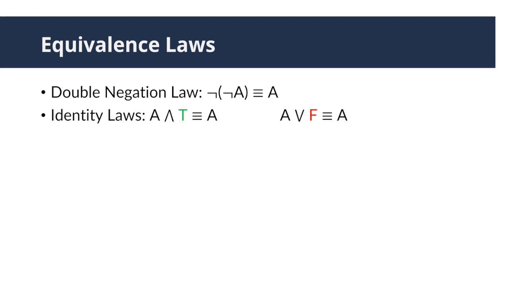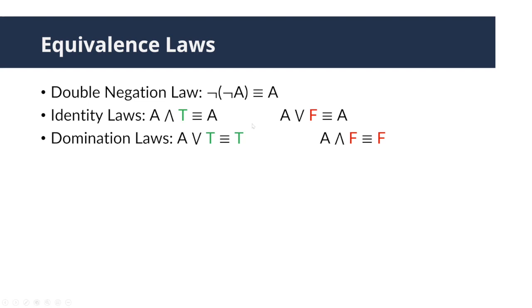The second group is identity laws. A and true is equivalent to A. The reason is when A is true, true and true is true, so the same truth value as A. When A is false, false and true is false, which is also the same as A. Therefore, they are equivalent. Similarly, you can check the second one: A or false is equivalent to A.